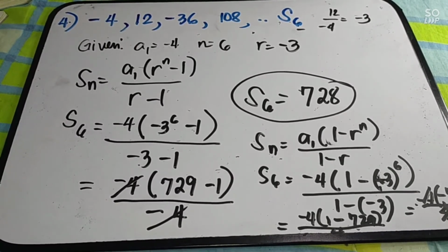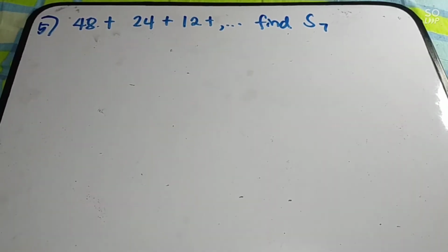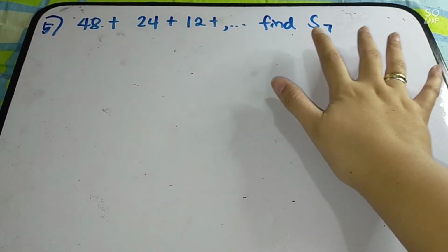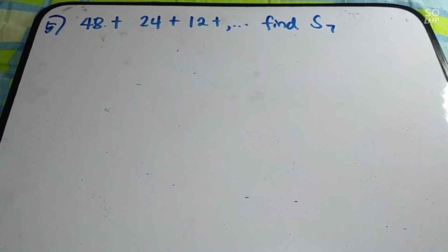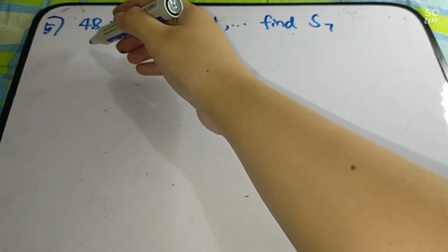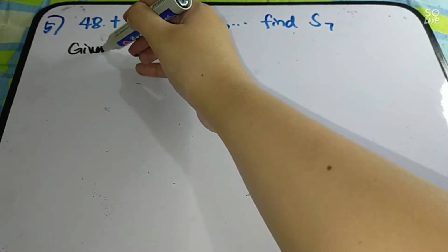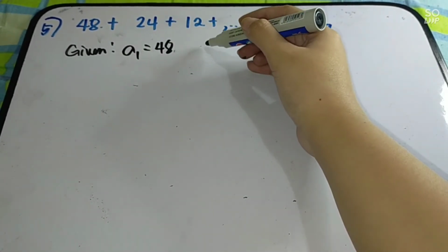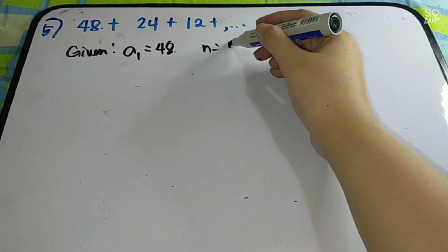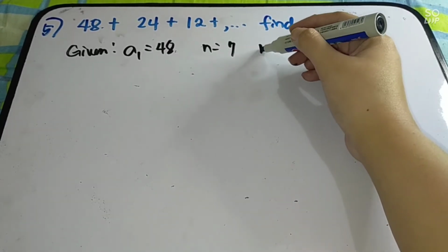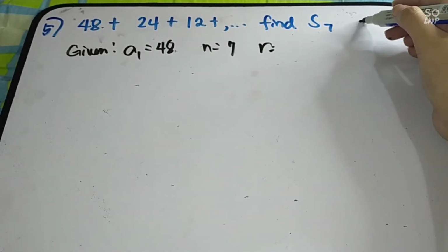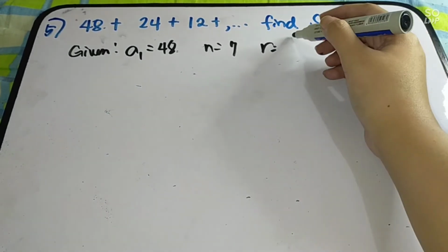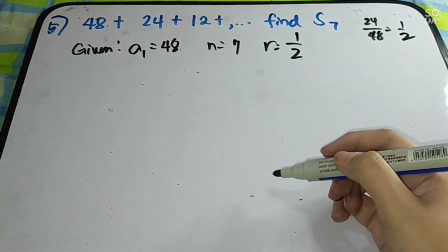So, let us have the last example. Number 5. We have here 48 plus 24 plus 12 plus and so on and so forth. Find S sub 7. So, this one, let us have the given. You're given your first term, we have here 48. Then, the number of terms involved, we have here 7. And the common ratio, you are going to divide 24 over 48. The answer is 1/2. So, your common ratio is 1/2.